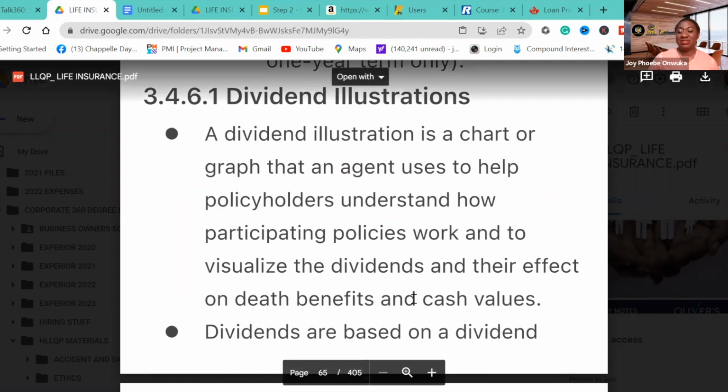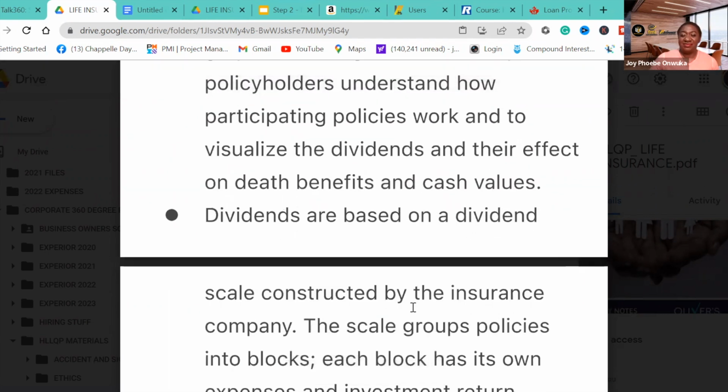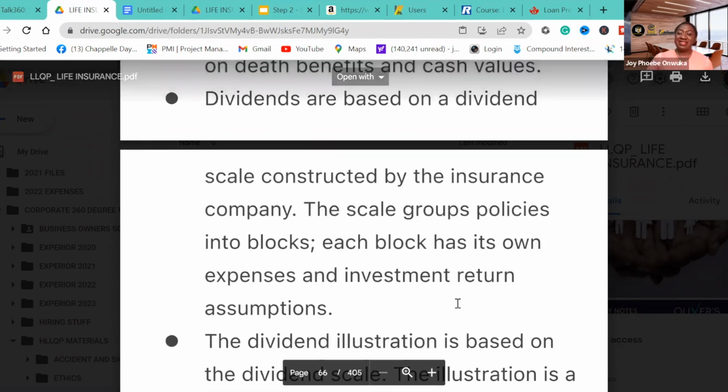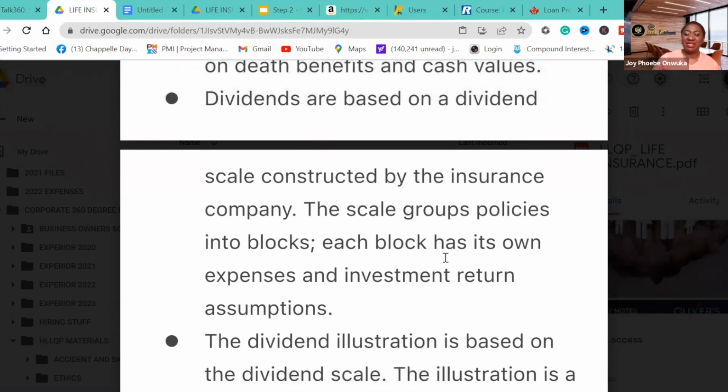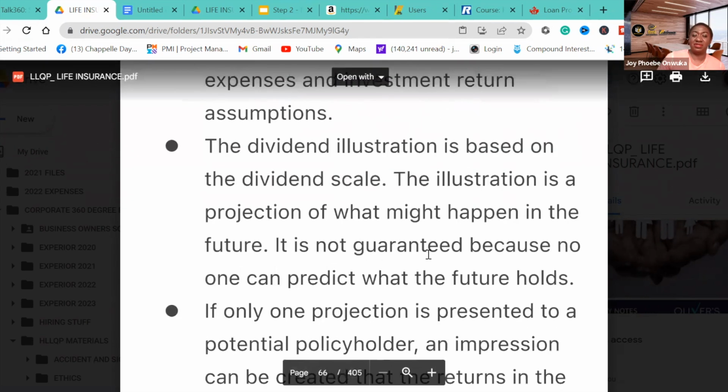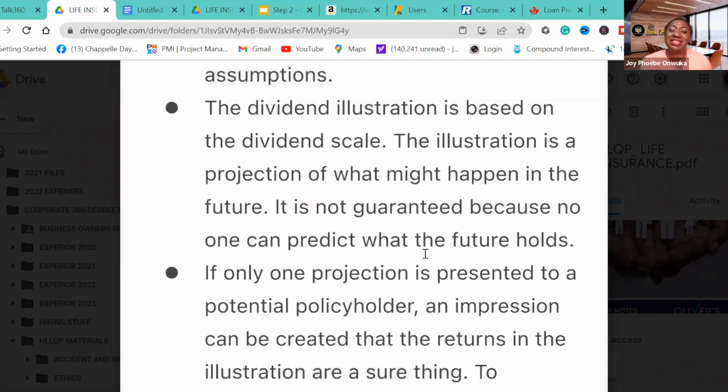Now, dividends are based on a dividend scale constructed by the insurance company. Now, the scale groups policies into blocks, and each block has its own expenses and investment returns, which are based on assumptions, that is, investment return assumptions. Now, the dividend illustration is based on the dividend scale. The illustration is a projection of what might happen in the future. It is not guaranteed because no one can predict what the future holds.